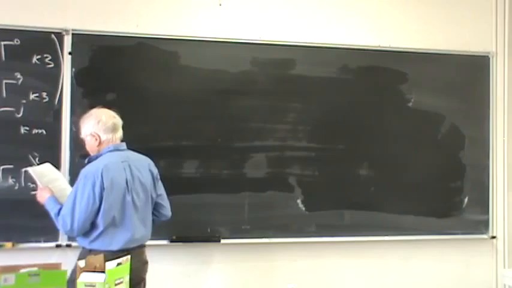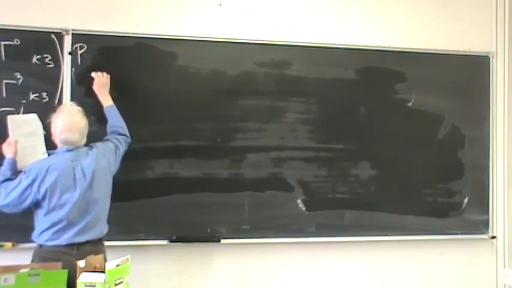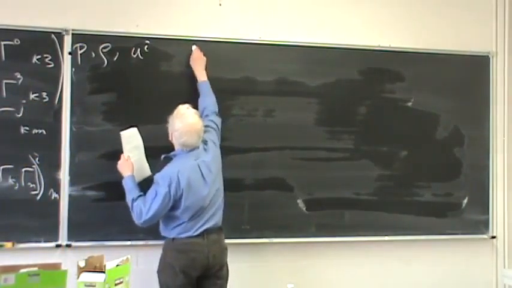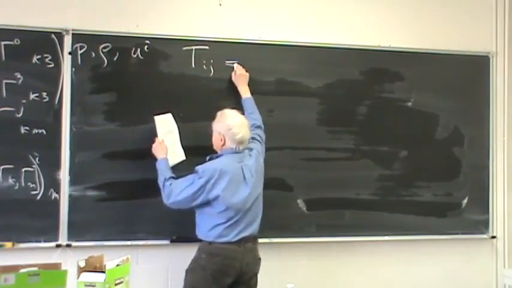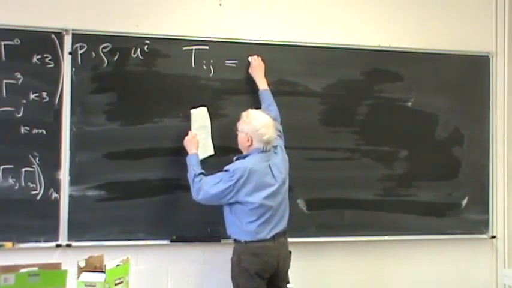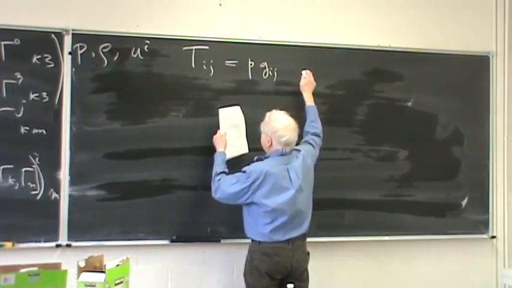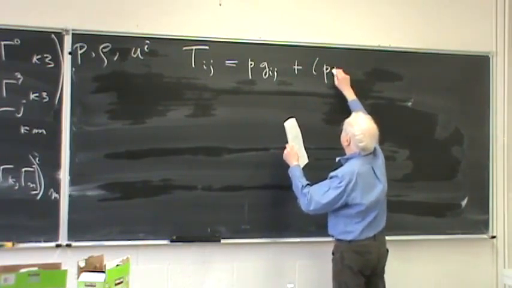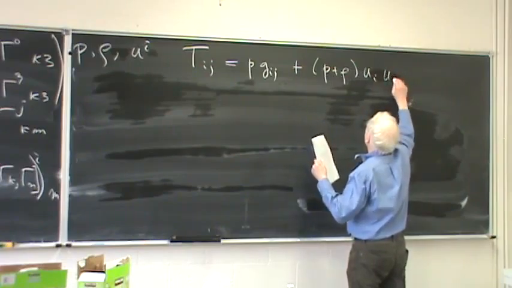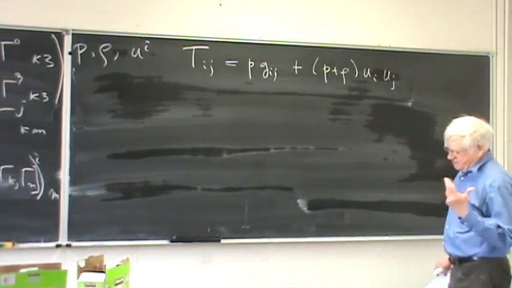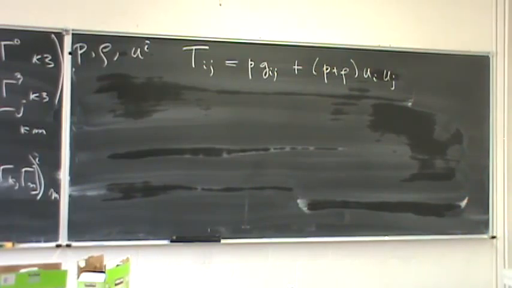And this takes us to a perfect fluid of pressure P, density rho, four-velocity ui, and the energy momentum, the stress energy tensor Pij, is then, for this perfect fluid, P Gij plus P plus rho Ui Uj, where Ui is the four-velocity of the fluid at any particular point.